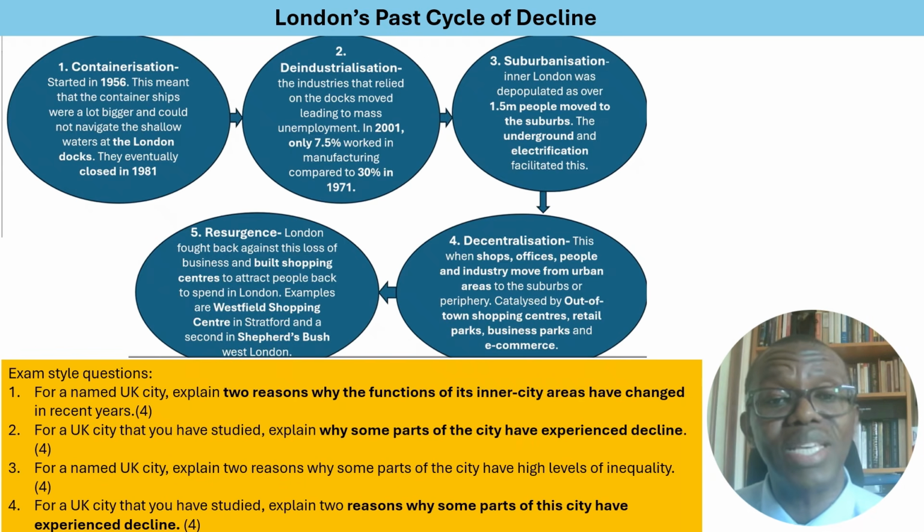And of course, this here can be linked to the old economy, which relied heavily on the primary and secondary sector of industry. And in this particular instance, the secondary or manufacturing sector of industry. Then we have number 3 here, which is suburbanization. Now we know that suburbanization is when people move from inner city areas to the suburbs.